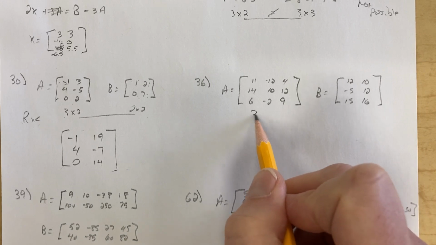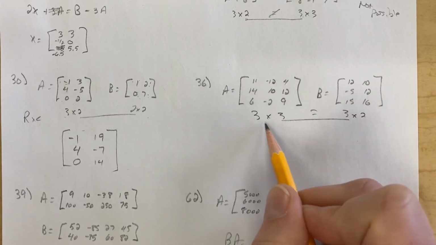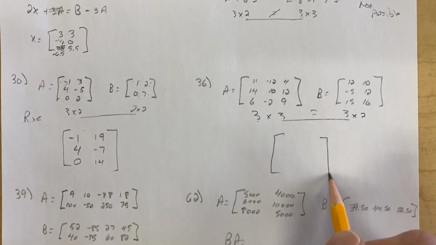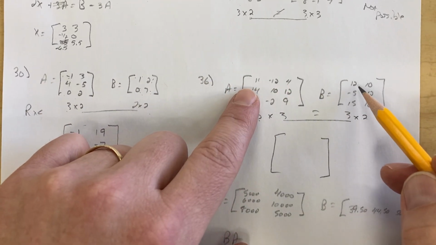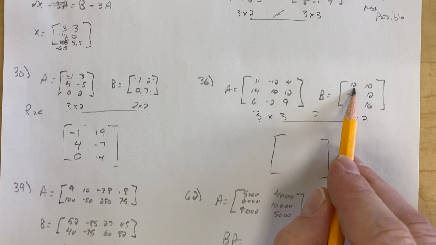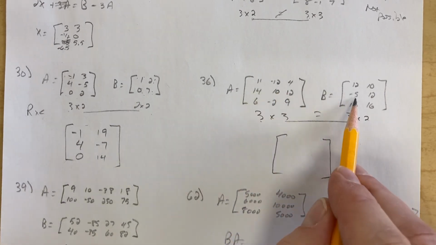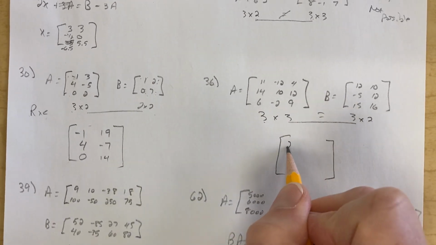For 36, I've got a 3 by 3 times a 3 by 2. Middle ones are equal. The answer is going to be a 3 by 2, a 3 row by 2 column. So if I do a row times column here, this one's going to get kind of big on me, but if you work this out, we're going to do one example for you and then let the book dictate for us here on this one. So for the first one, we're going to go 11 times 12, that's 123. And then negative 12 times negative 5 is 60. 4 times 15 is 60. Add all that together, you should get 252.